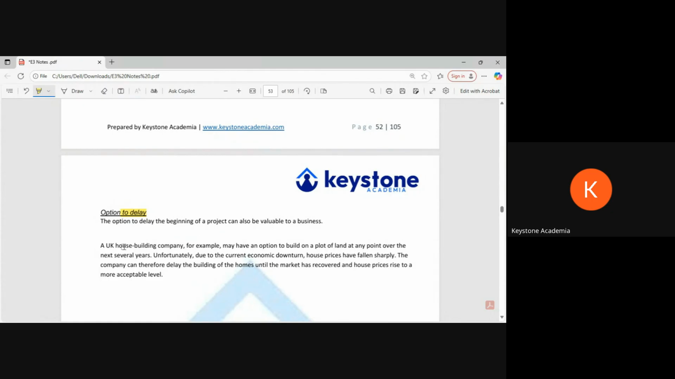Like they have given an example of a house building company. They understood the economic situation is not good. Even if they construct now, they have to sell for cheap and they have less demand. So they can just delay the project. When the economic situation improves, then they can get a better rate.